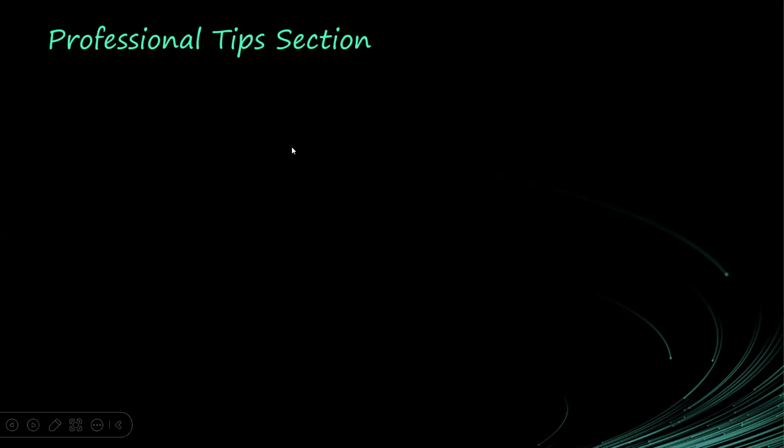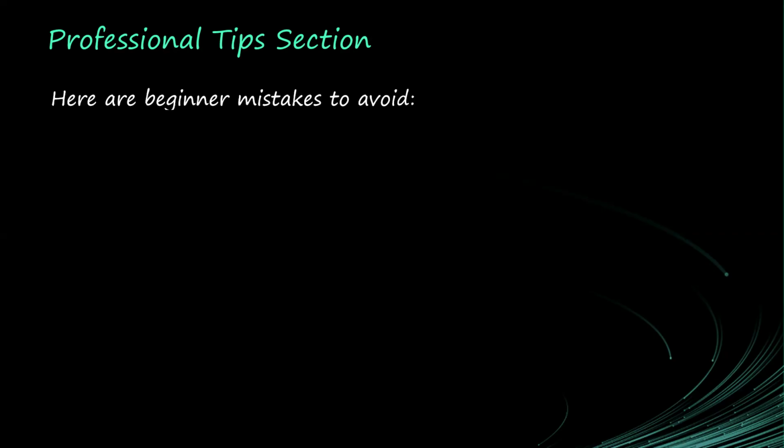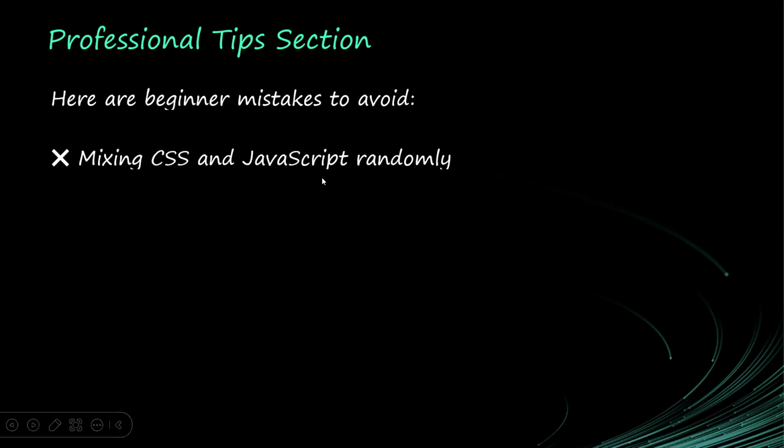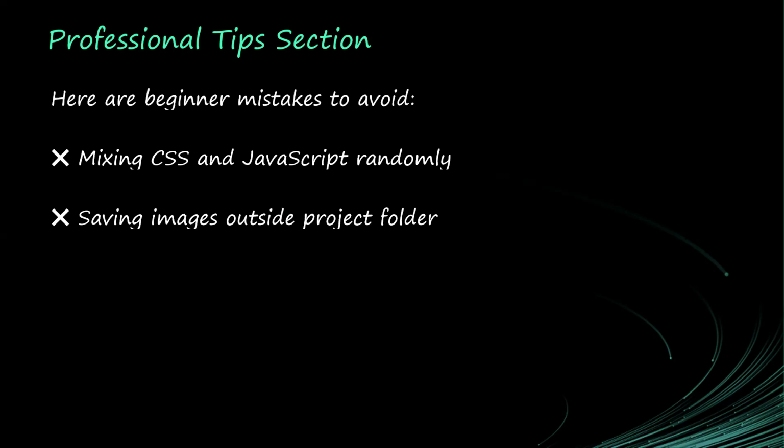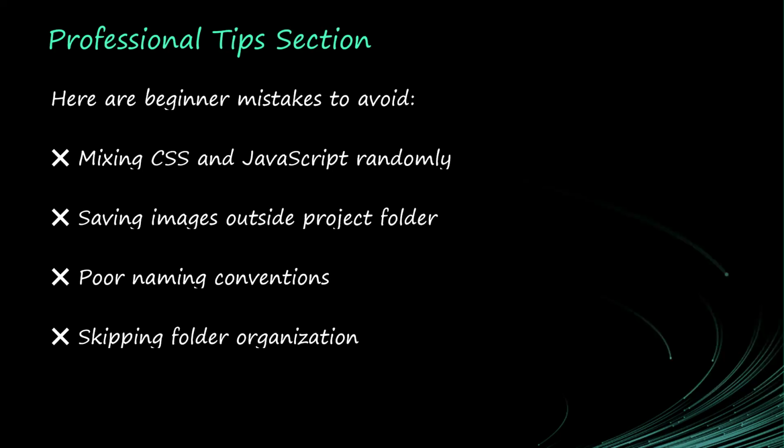So let me give you some professional tips before we end this class. Beginners make this kind of mistake. They link CSS and JavaScript randomly. Don't make that mistake. Just follow the professional setup I have just shown you. Saving images outside the project folder. Don't do that. Save them inside the project folder. Poor naming conventions. Always use lowercase when you're naming files. Skipping folder organization. Before you start anything, always set up your folder organization right.